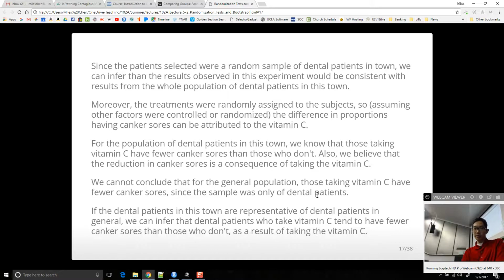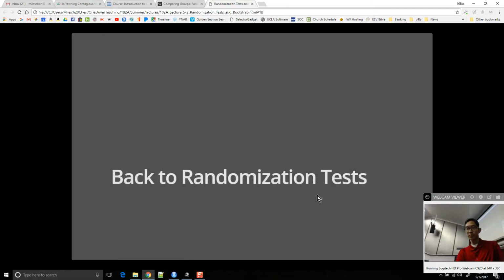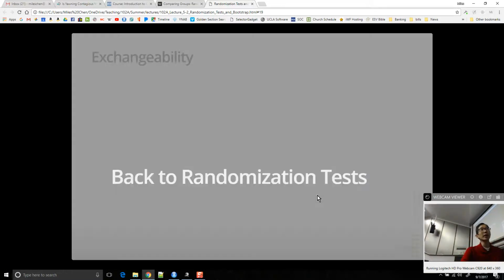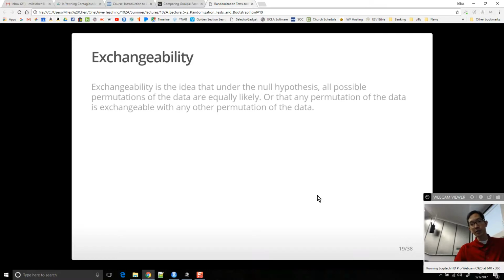Is that okay? All of this random sampling, random assignment business here. All right, so let's go back to randomization tests. Exchangeability is the idea that under the null hypothesis, all possible permutations of the data are equally likely, or that any permutation of the data is exchangeable with any other permutation of the data.